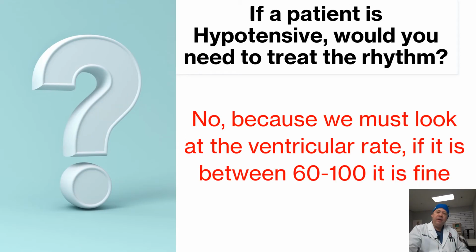Now, in the event that the blood pressure of a patient is below normal, is hypotensive, do you need to really treat that rhythm? No. Why not? If the ventricles are between 60 to 100, everything is fine. So do not worry about that.